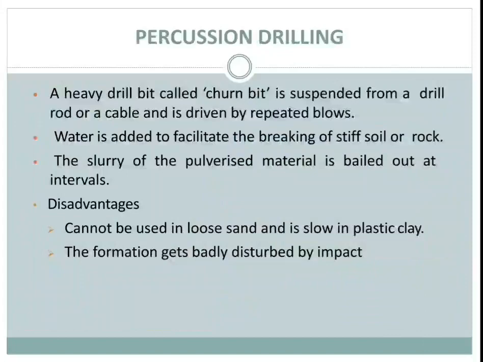Next is percussion drilling. Percussion drilling is also called churn drilling. A bit is suspended from a drill rod or a cable and is driven for repeated boring. In this method, soil and rock formations are broken by repeated blows of a heavy chisel or bit suspended by a cable or drill rod. Water is added into the hole during boring if not already present, and the slurry or pulverized material is bailed out at regular intervals.